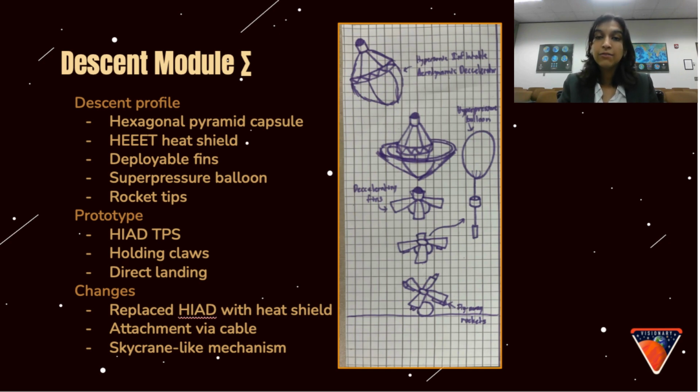As the craft falls, a Teflon-coated superpressure balloon inflates and detaches from the capsule, measuring elements of the atmosphere and adjusting altitude through a dual balloon system.